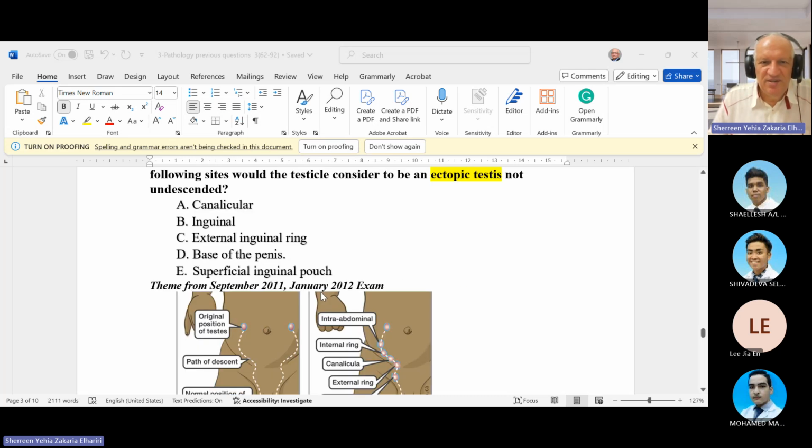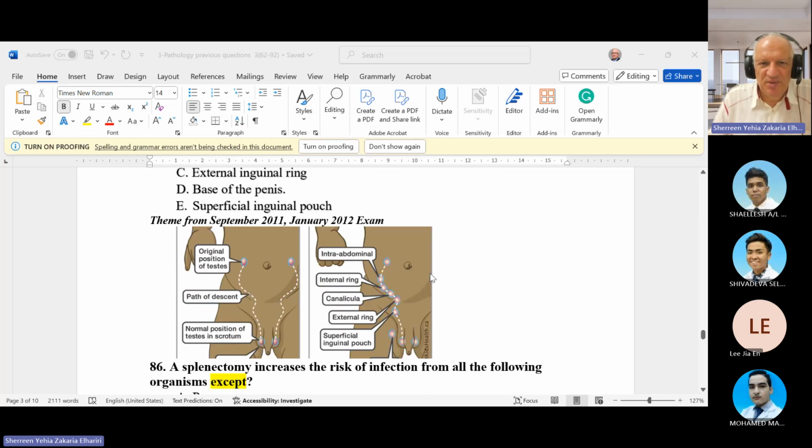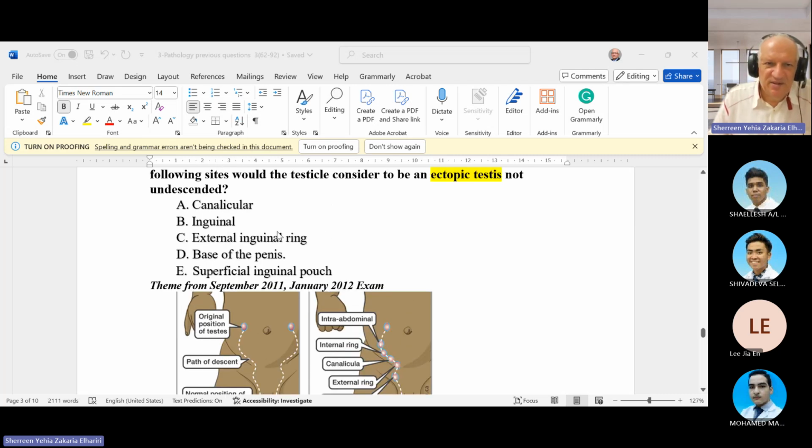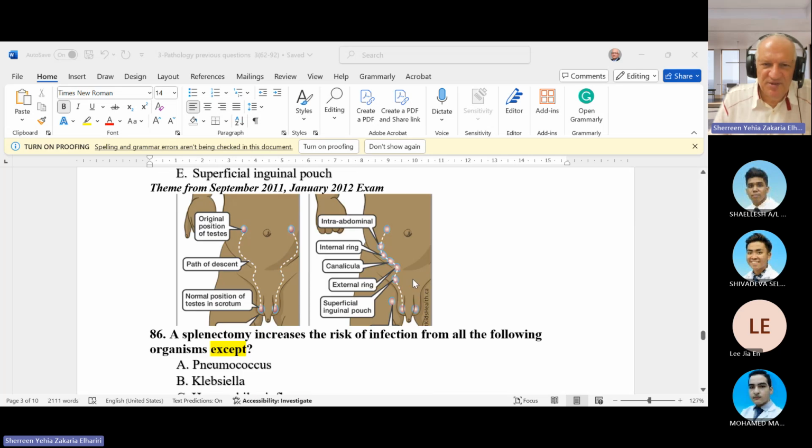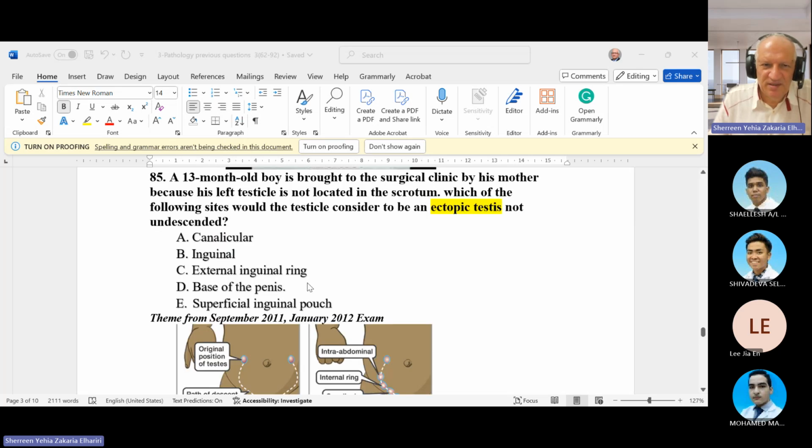Ectopic means not in the normal pathway. This is the normal pathway, from the abdomen or original position here, down to the scrotum. So it can be in the internal ring, in the inguinal canal, in the external ring, in the superficial inguinal pouch, or down. If it is away from this, we call it ectopic. If it is in this way, undescended. So canalicular, inguinal, external ring, and superficial pouch are all undescended. But the base of the penis is not the pathway, so we consider it ectopic.